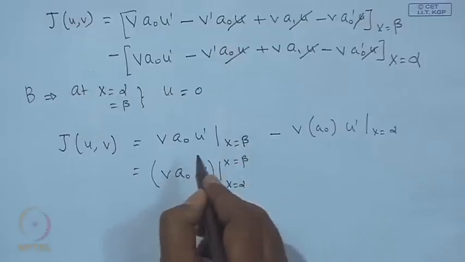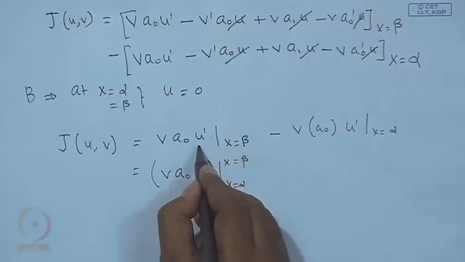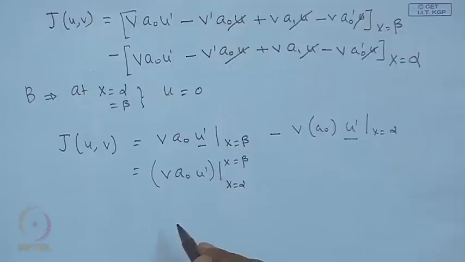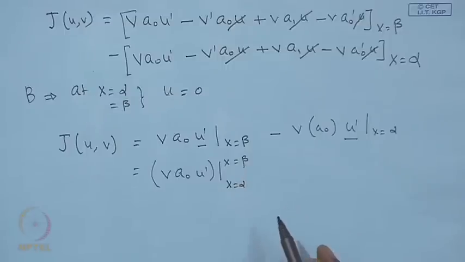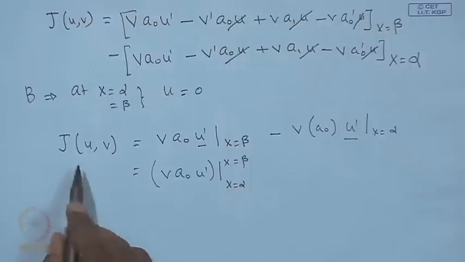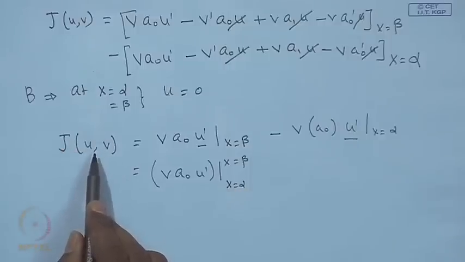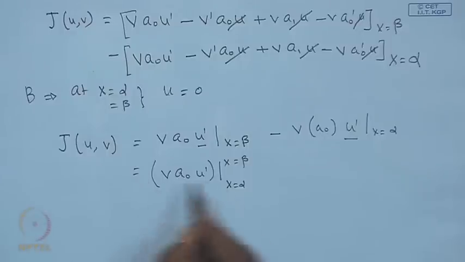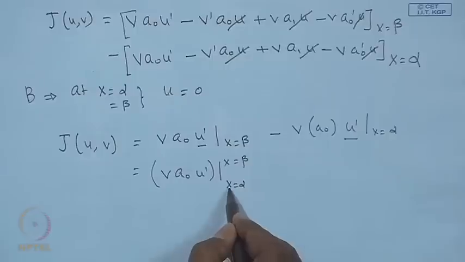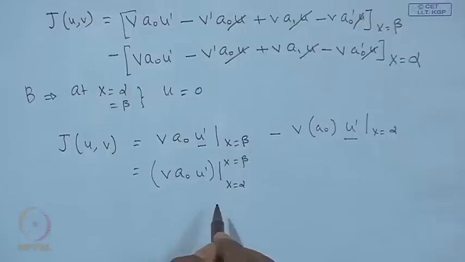We do not know the value of u prime, because only u is specified at the two boundaries, and also a 0 is a function of x. So, a 0 evaluated at x is equal to beta and x is equal to alpha will be some non-zero constant. So, in order to get bilinear concomitant j u v to be equal to 0, the only option left is that if we select v is equal to 0 at x is equal to beta and v is equal to 0 at x is equal to alpha, then only j u v will be equal to 0.